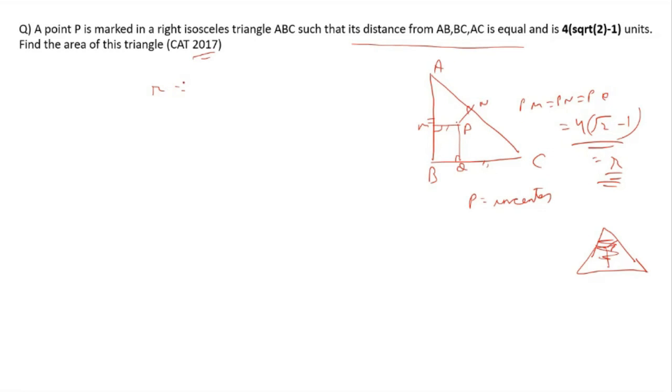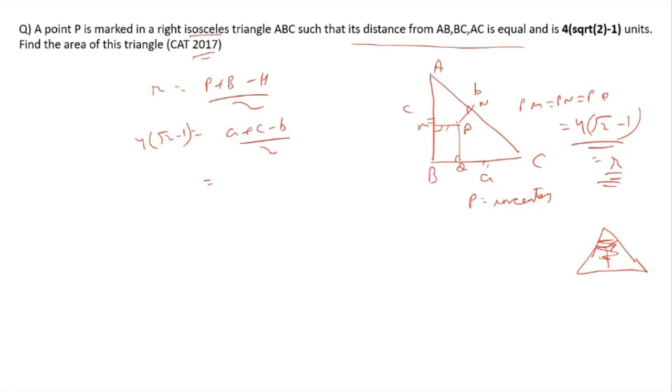Now I know that the inradius in a right triangle is basically P plus B minus H by 2, the sum of the legs minus the hypotenuse by 2, as we had seen earlier. Here, since it's an isosceles triangle, P and B are equal. In our typical notation, opposite to C is C, opposite to A is A, and opposite to B is B. So this is A plus C minus B by 2, which is 4 into root 2 minus 1. But here A is equal to C.